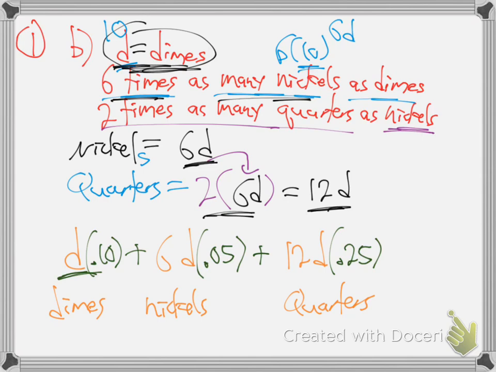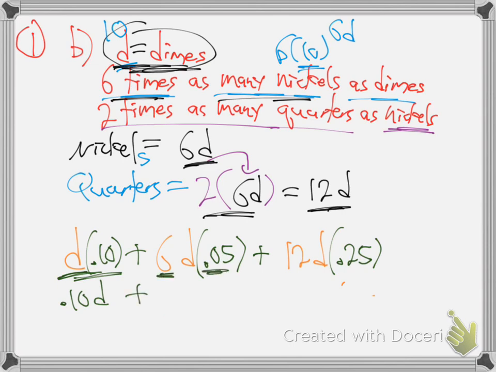Is this good so far? See how we're building this? It's a long problem. This is just part B. And now we can't leave it that way because we got to combine like terms. So this is 0.10D. I'm just going to put the number in the front. This is 6 times 0.05. Just use your calculator. It's going to be 0.30D, plus 12 times that, the 12 quarters. How much is 12 quarters? $3, right? So it's 3.00D or 3D.